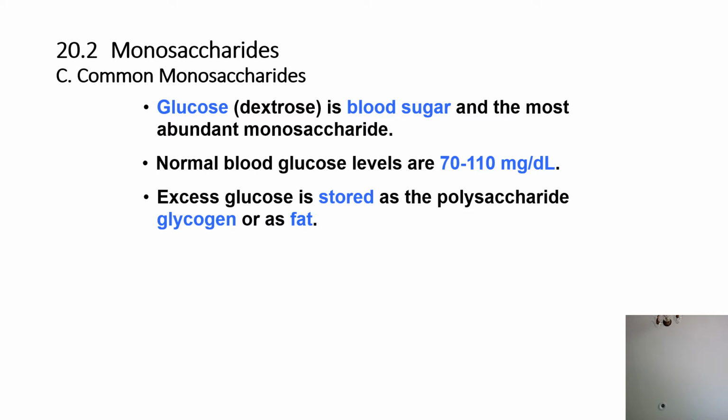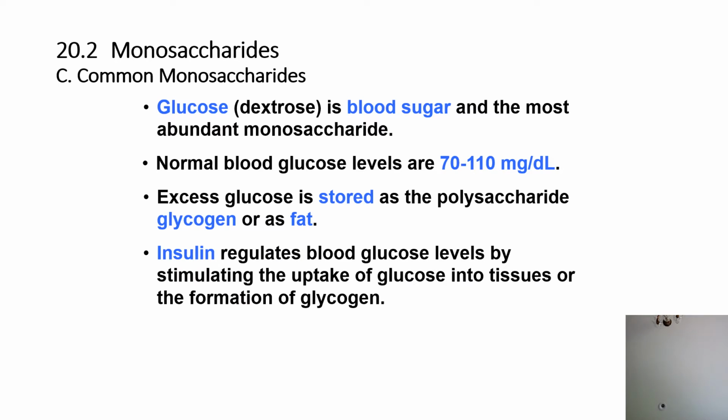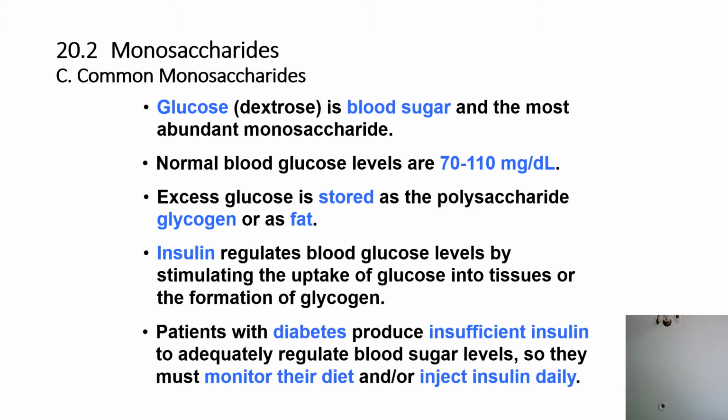Excess glucose is stored as a polysaccharide known as glycogen, or it can also be stored as fat. Insulin, you probably know, regulates blood glucose levels, and it does so by stimulating the uptake of glucose into the cells in our tissue or the formation of glycogen. And patients with diabetes produce insufficient or no insulin, so they are unable to regulate their blood sugar levels. So they must monitor their diet and or take medication or insulin daily.